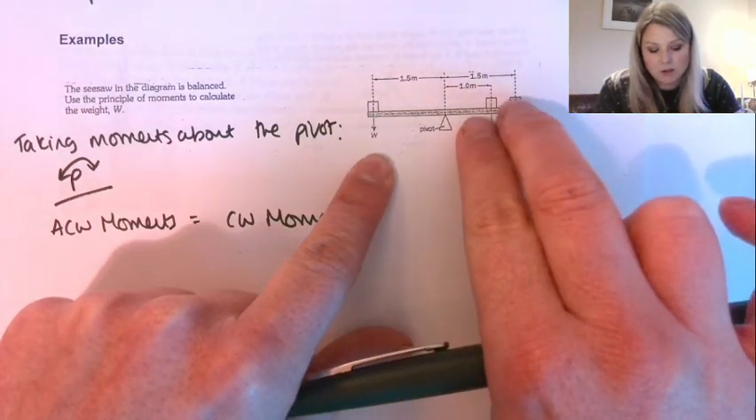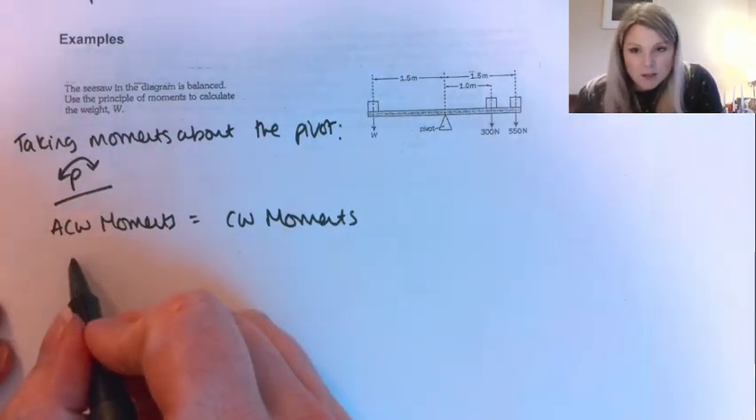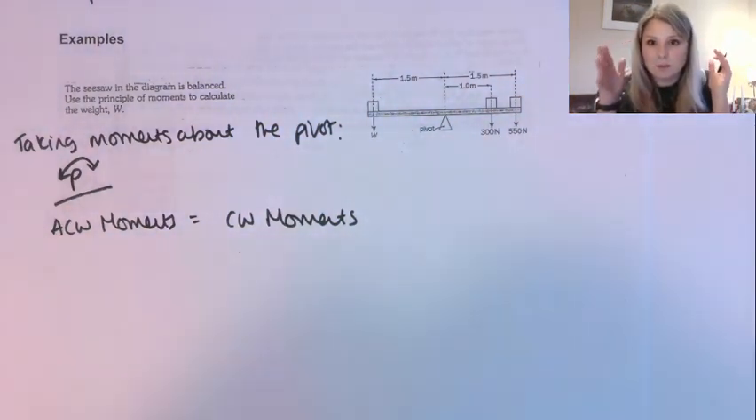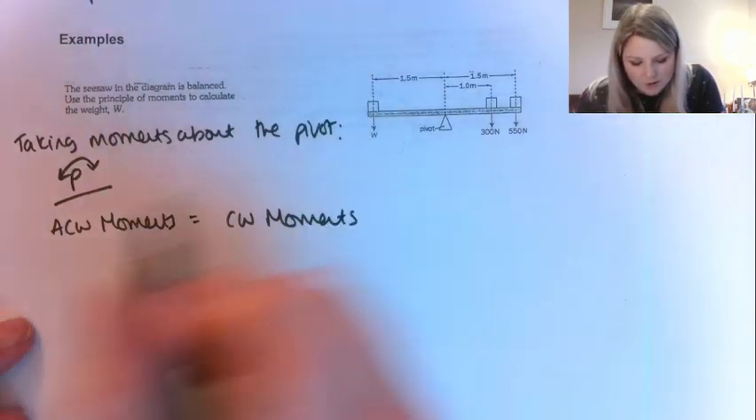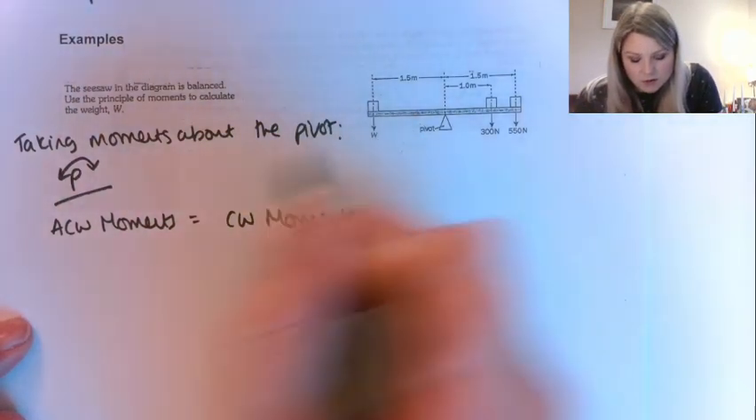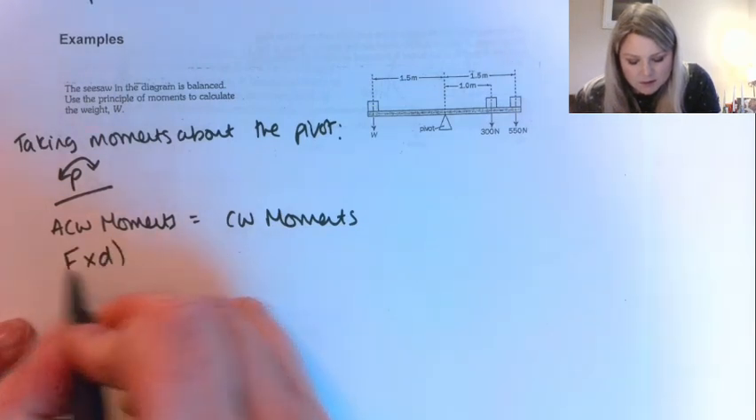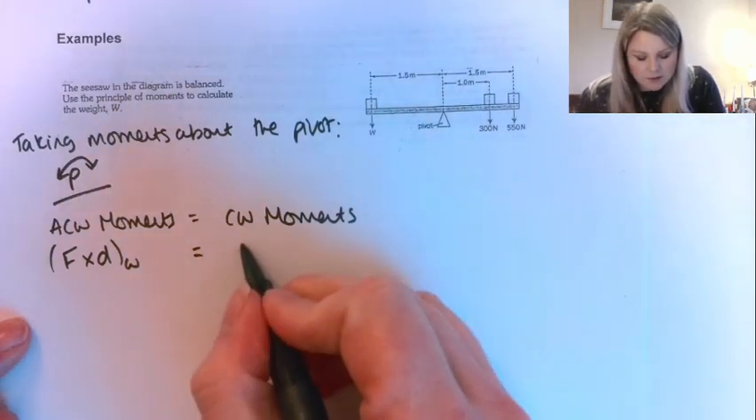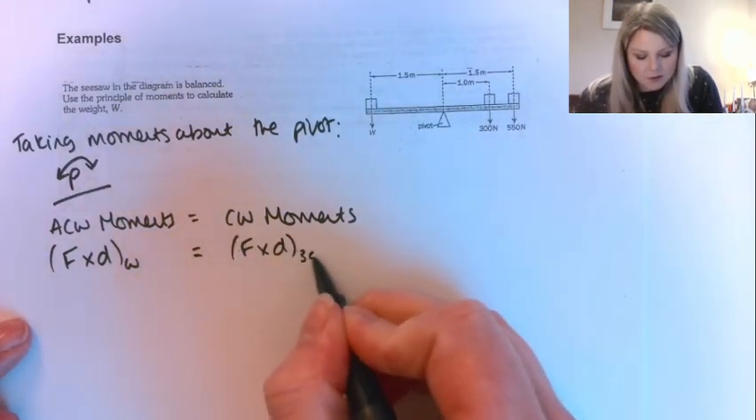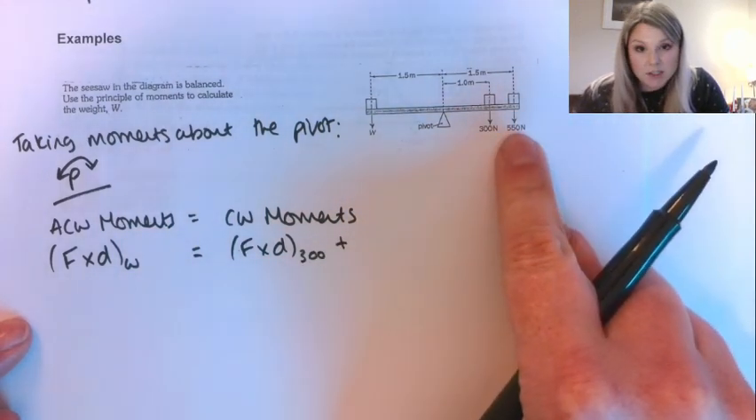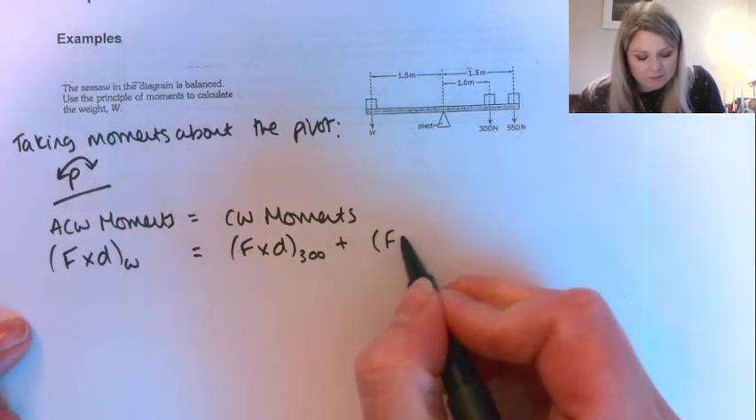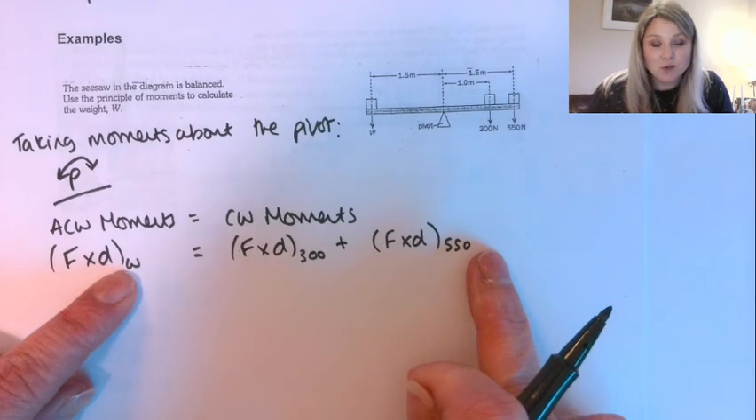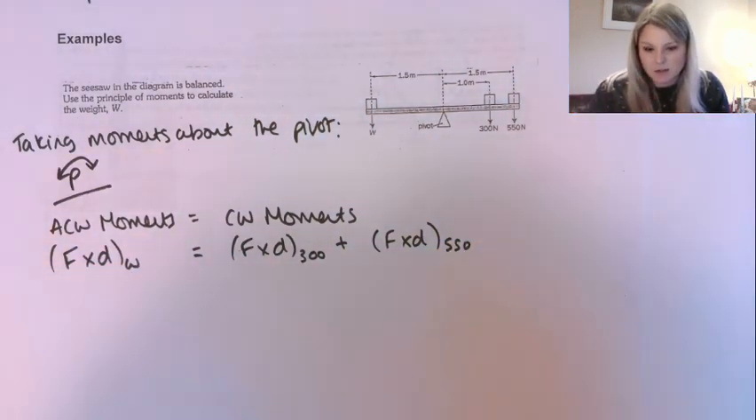making it turn clockwise. So instead of writing force times distance equals force times distance plus force times distance, I'm going to use little subscripts to keep myself organized. So for anti-clockwise it's just this unknown weight here, so force times distance for W is equal to the moment created by the 300, so force times distance for this 300 force, plus the force times distance for the 550. It doesn't have to be exactly like this, but as long as you have some way of identifying which is which.